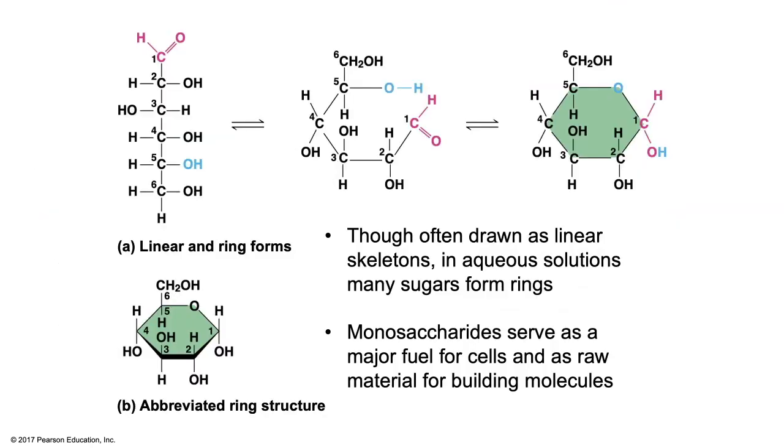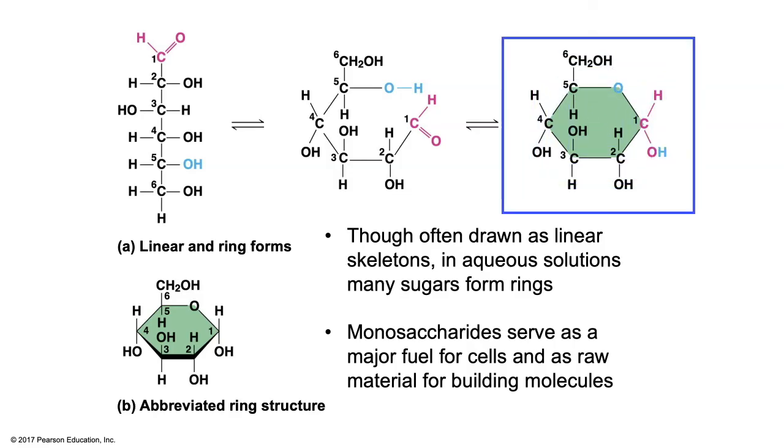Let's take a closer look at glucose. The linear version of glucose at the top left was shown to you in the previous slide. Although glucose is often drawn in a linear skeletal structure like this, glucose doesn't actually exist linear in your body. In an aqueous solution, which is one where water is the solvent, such as our bodies, our blood, our tissues, our cells, glucose and many other sugars form a ring.